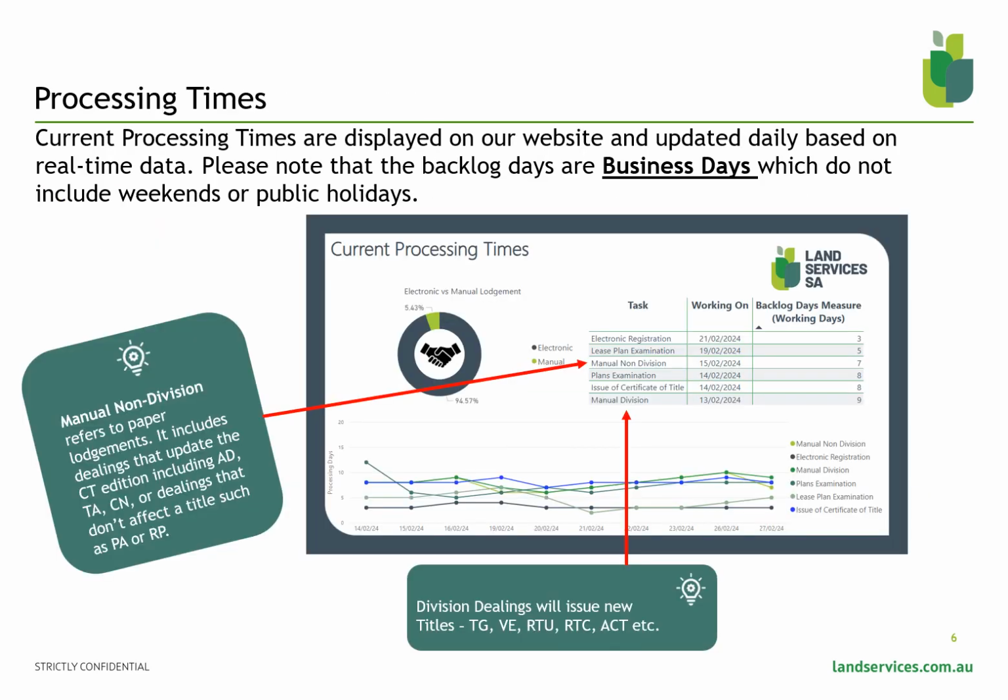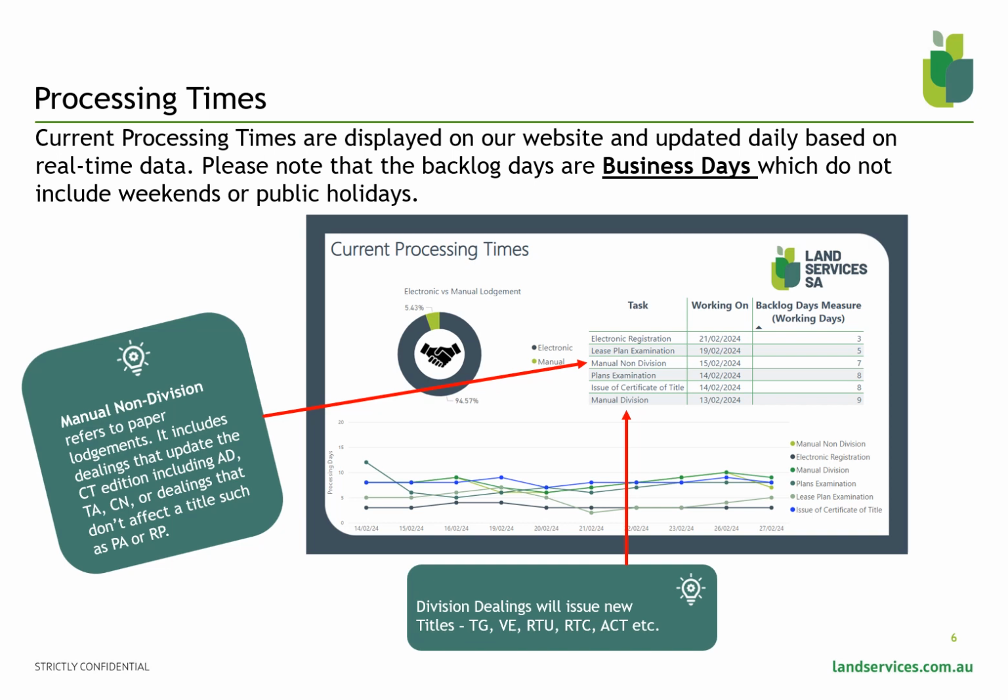Current processing times are displayed on our website and are updated each morning based on real-time data. Please note that these timeframes are calculated on business days and therefore do not include weekends or public holidays. It also does not take into account any delays arising from a dealing being sent out for requisition. The task column refers to the type of instrument that was lodged. Manual non-division refers to paper lodgements and includes dealings that update the title addition, such as an application to register death, transmission applications, change of names, or any dealings that do not affect a title, such as a power of attorney or terms and conditions.